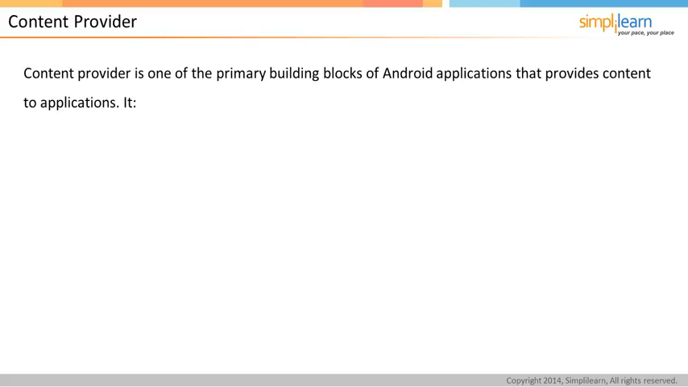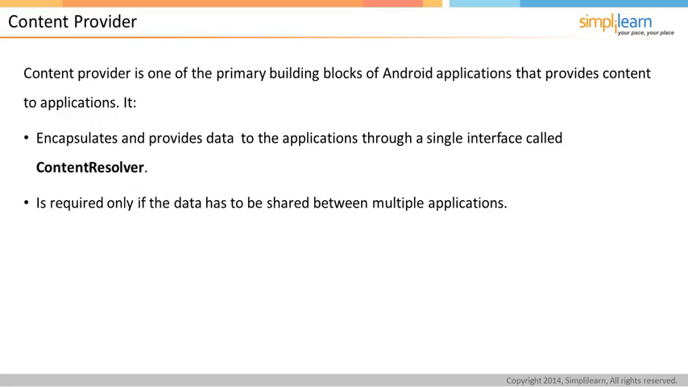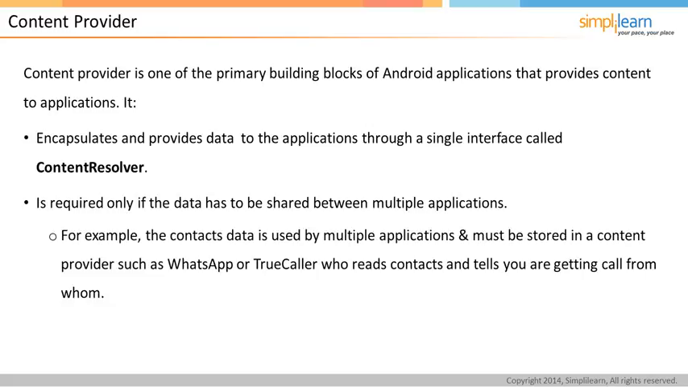Content Provider is one of the primary building blocks of Android applications that provide content to applications. It encapsulates and provides data to applications through a single interface called Content Resolver. A content provider is only required if the data has to be shared between multiple applications. For example, the contacts data is used by multiple applications and must be stored in a content provider, such as WhatsApp or Truecaller, which reads contacts information and lets the user know from whom they are getting a call. This brings us to the end of this topic.